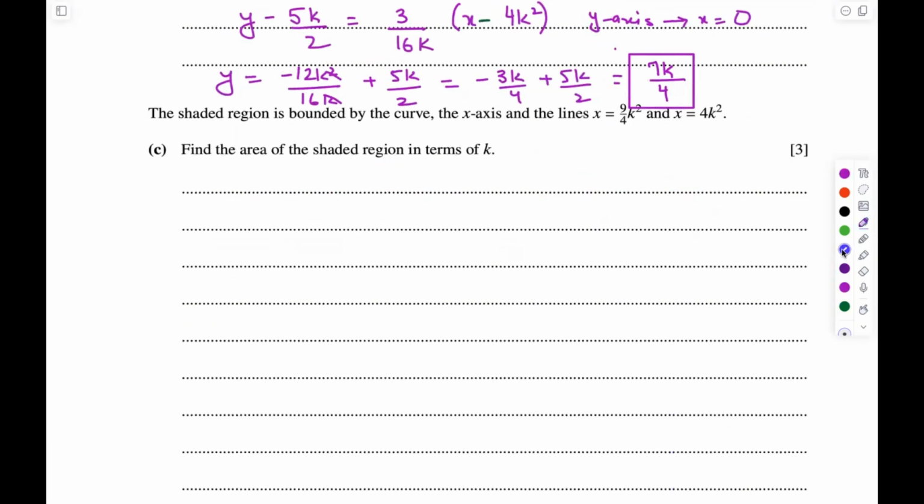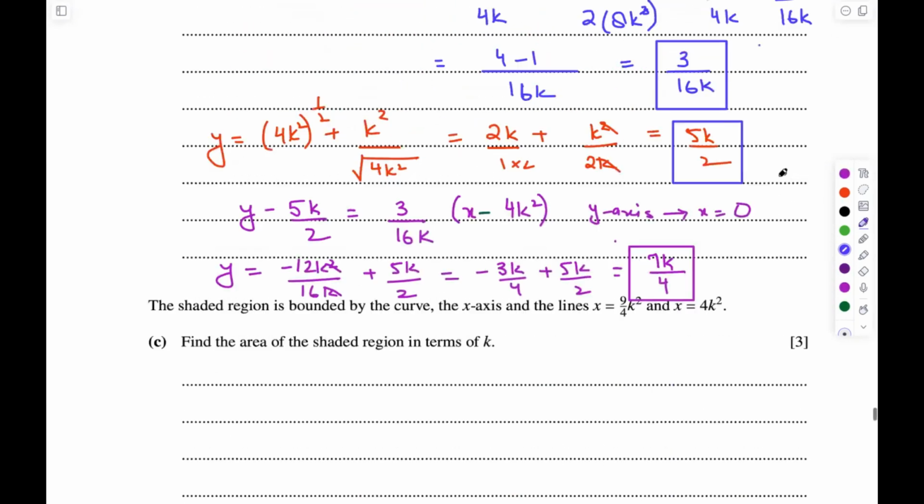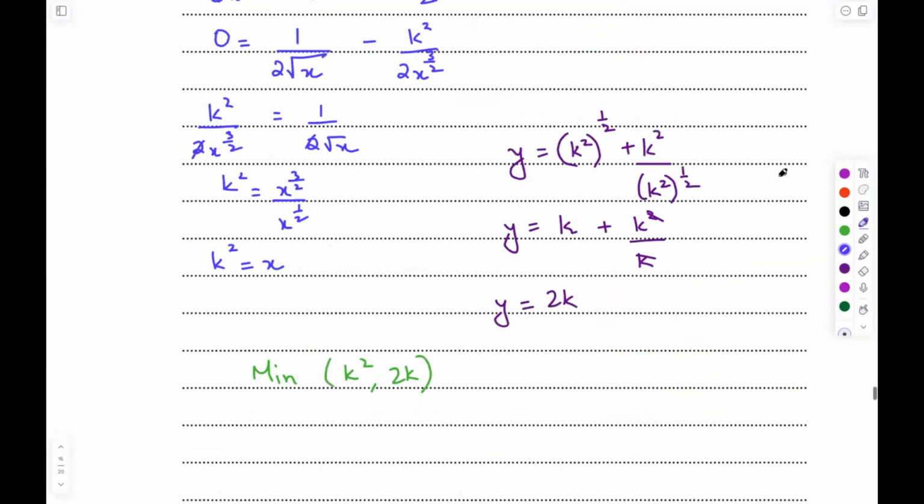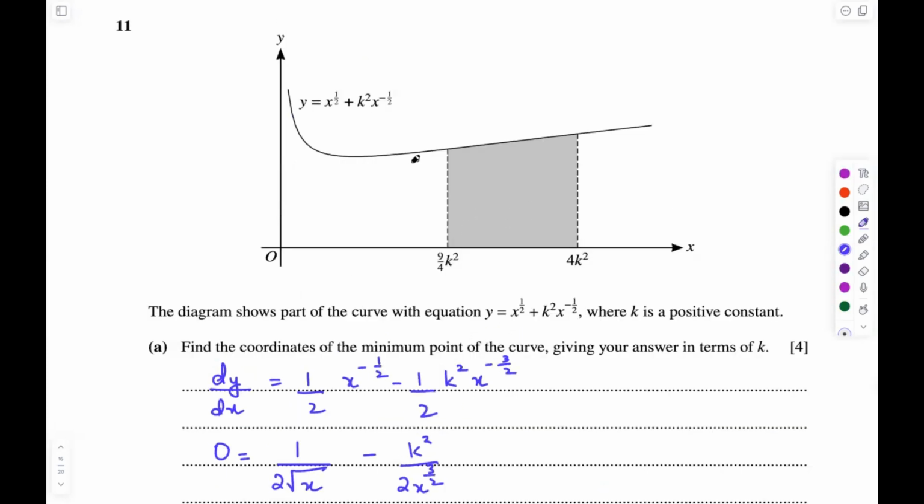In part C, it says the shaded region is bounded by the curve, the x-axis, and the lines x equals 9 upon 4k squared and x equals 4k squared. We have to find the area of the shaded region in terms of k. Now, to find the area of the shaded region in terms of k, we'll first integrate this equation and substitute the values of x as 4k squared and 9 upon 4k squared.